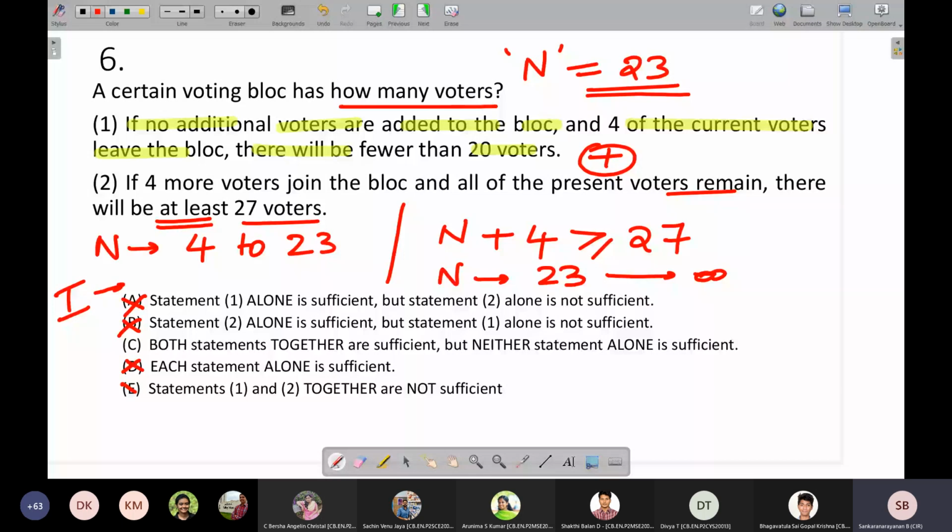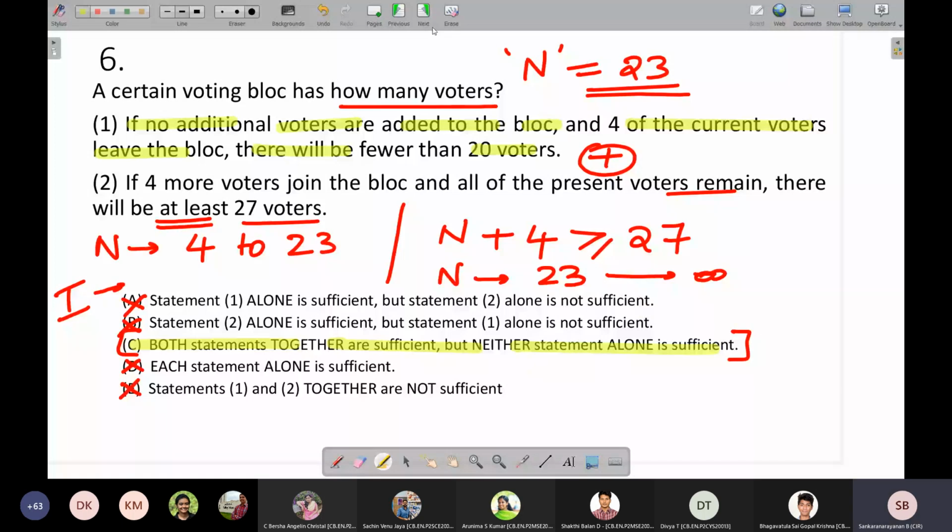So is this explanation clear to you all? Let me know. All right. Is it clear? Yes, sir. Okay, let's go to the next question then. Question number 7. Look at this.